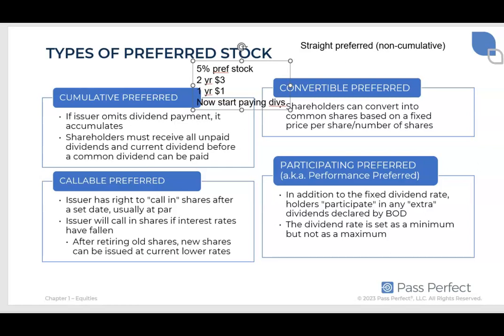So therefore, since there's additional risk to the investor, well, investors, remember, are not going to take more risk unless it's a risk we're taking. So a callable preferred will have to offer a higher dividend than a non-callable, all else being equal.